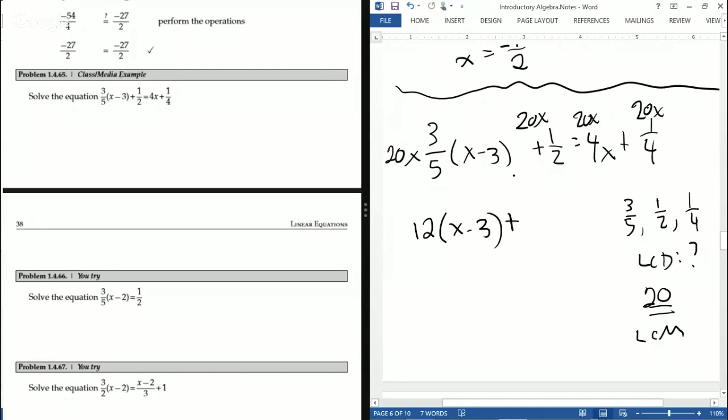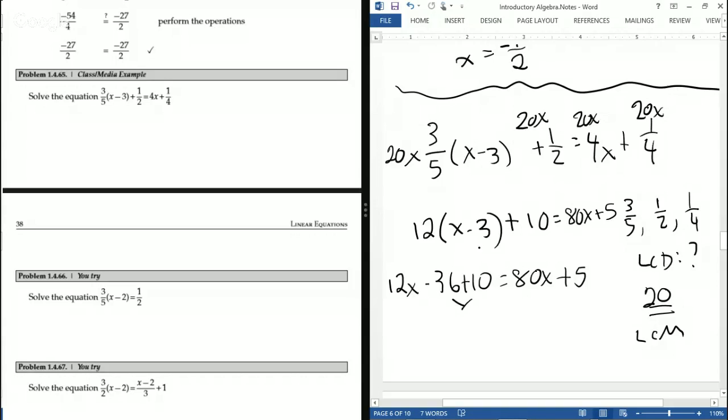Let's move on. 20 times 1/2. Well, 20 divided by 2 is 10. 10 times 1 is just 10. 20 times 4x is 80x. And now 20 divided by 4 is 5. I'm going to rewrite the problem and distribute my 12. I'm getting 12x minus 36 plus 10 is equal to 80x plus 5.